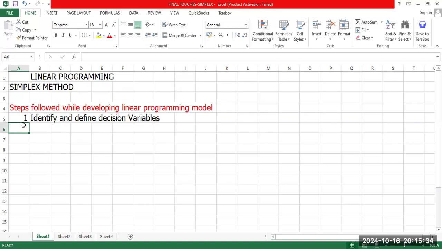That is number one. And in the question, sometimes you find that these variables are defined. So your role is to look through the question and see whether these variables are defined or not. Number two, once you identify and define decision variables, you can state the objective function.